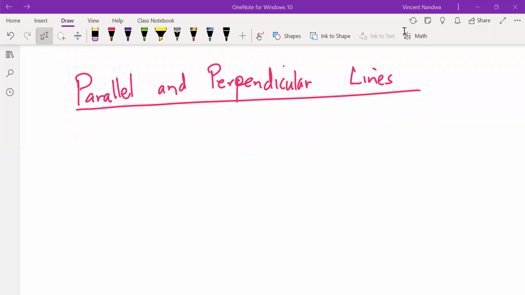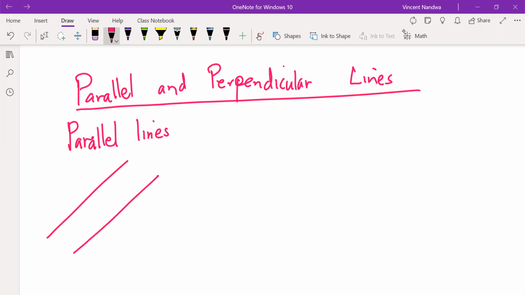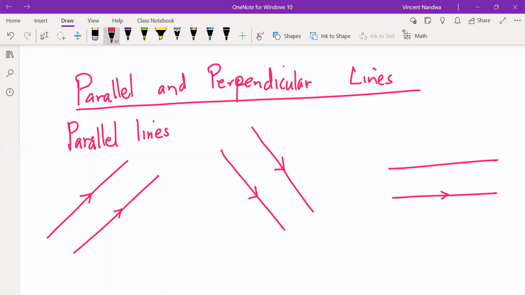This session we discuss parallel and perpendicular lines. So parallel lines are lines of this form, or we can have this. So these are pairs of parallel lines.